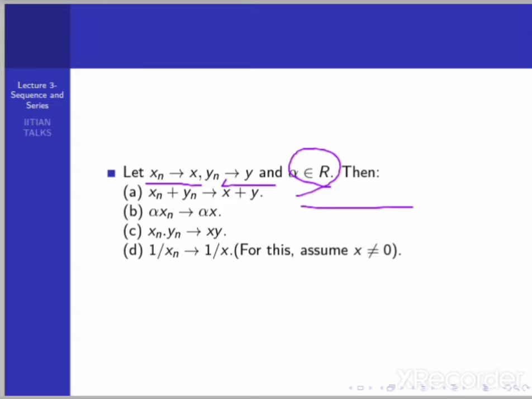Because you know that for x non-zero, our xn comes out to be non-zero for all n greater than or equal to some capital N, right? Is it fine for you? And you see that 1 by xn is defined in this case, because if xn is 0, then you can't define your 1 by xn, right? So for all n greater than or equal to n naught, after finitely many terms, you can define your 1 by xn, and hence you can prove that 1 by xn converges to 1 by x.